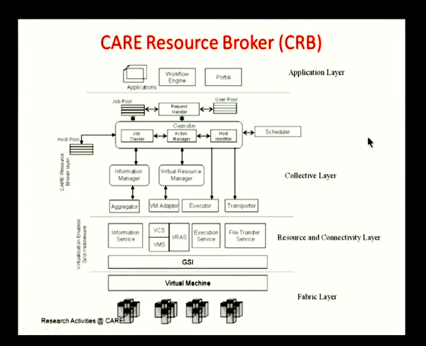This is the actual architecture of the CRB. See, you have the fabric layer, then you have the resource connectivity layer. These are all the things available in the Globus Toolkit itself. In this collective layer and the application layer, we have developed so many things.